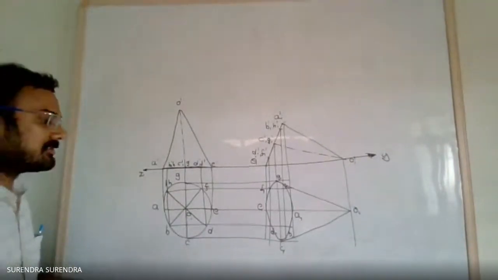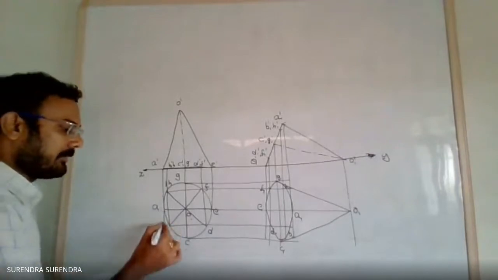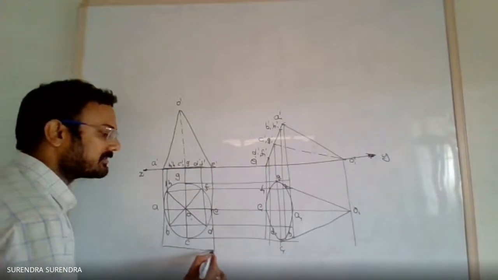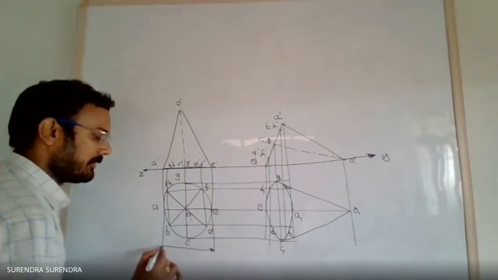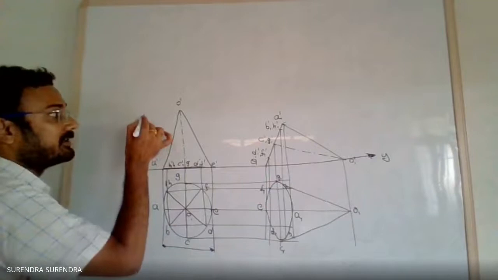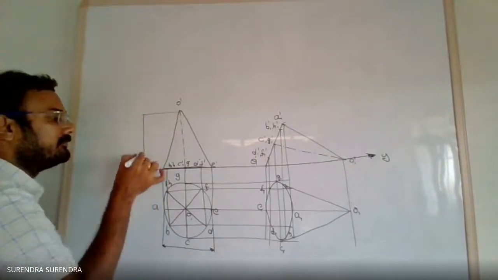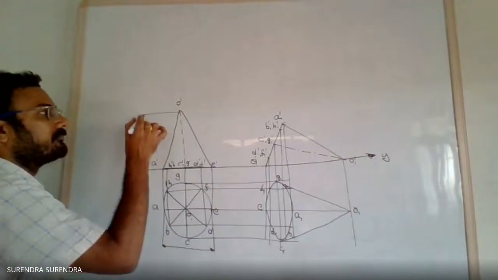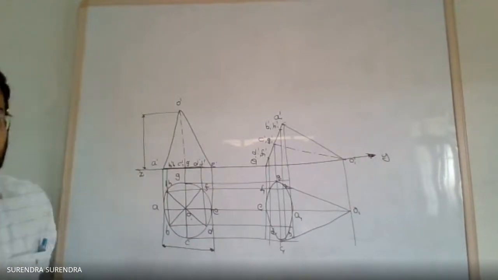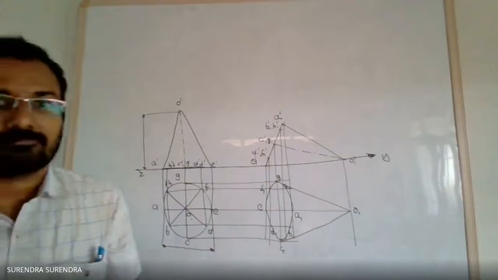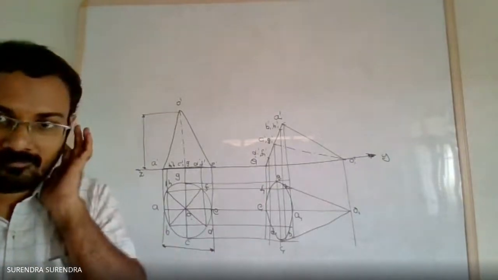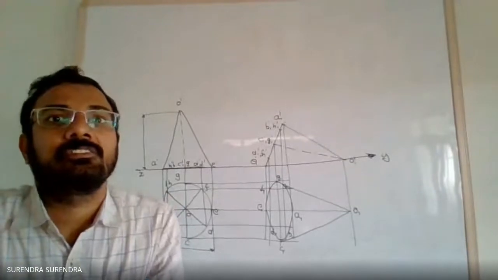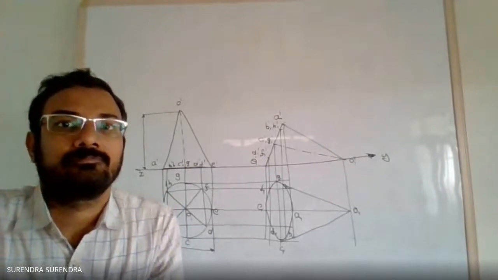Coming to dimensions, you can also represent the diameter like this by extending the two diameter endpoints and represent the diameter, and in front view the axis height. So do you have any doubts in this cone?